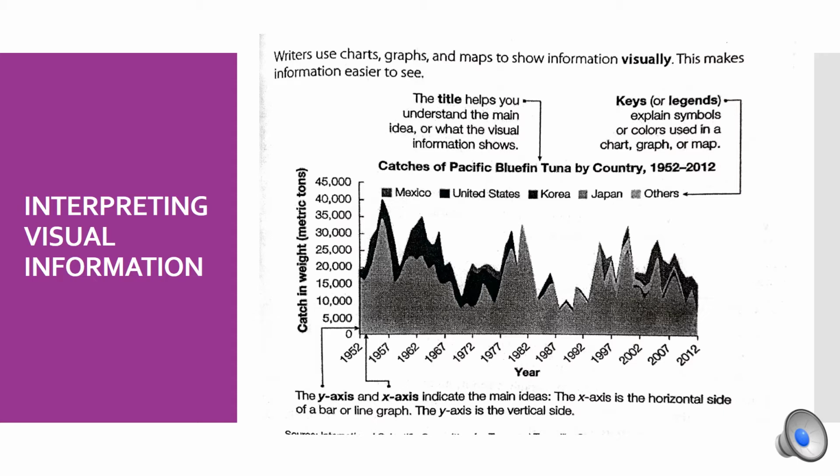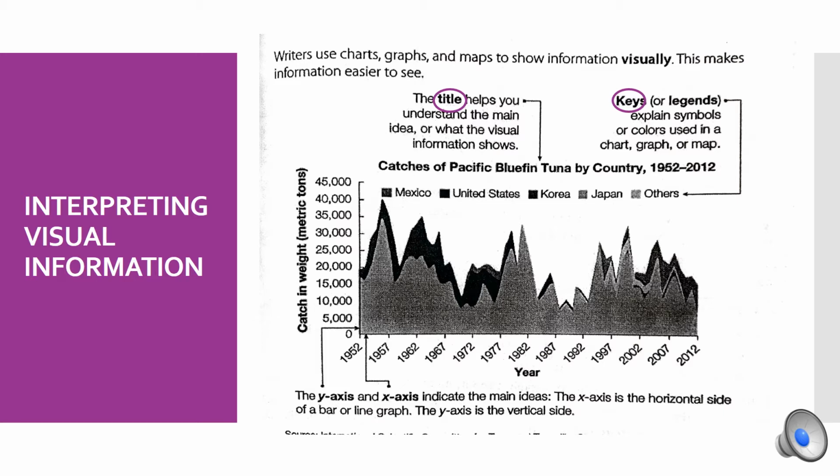From top to bottom, we have the title, which helps you understand the main idea of what the visual information shows. Then, keys or legends explain symbols or colors used in a chart, graph, or map.